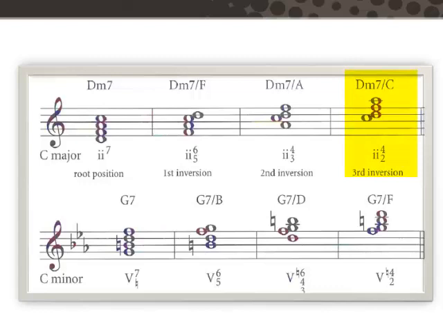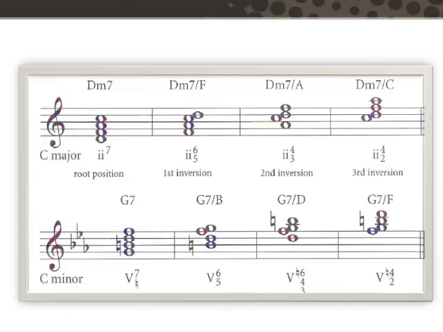And in the last one, we have a 2-4-2. The 2-4-2 is a third inversion seventh chord, and it's still a D minor 7, but it has a C in the bass. And I'll just play. Root position, first inversion, second inversion, third inversion. And of course, we want to hear it come back to the root, don't we?